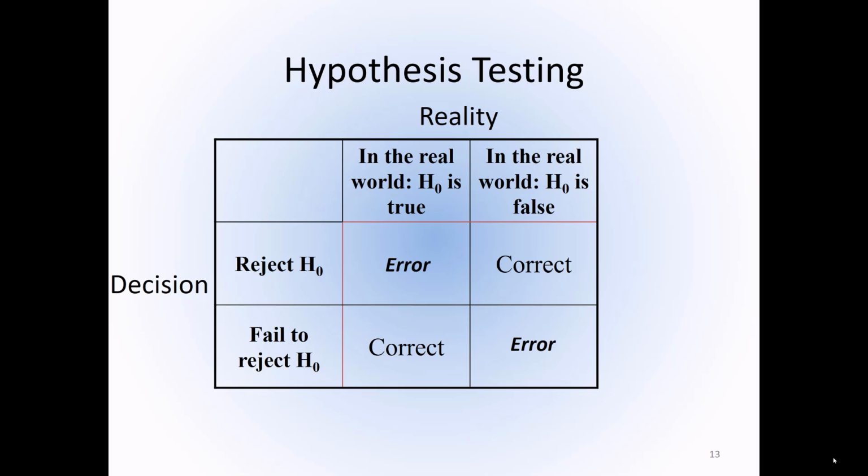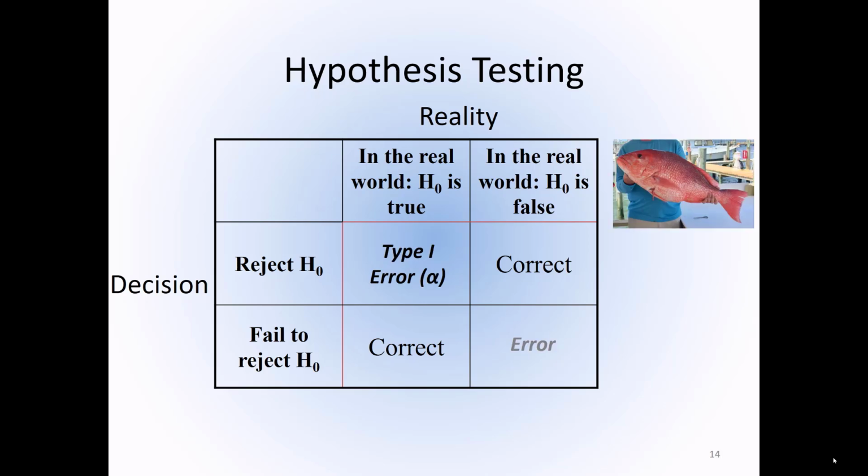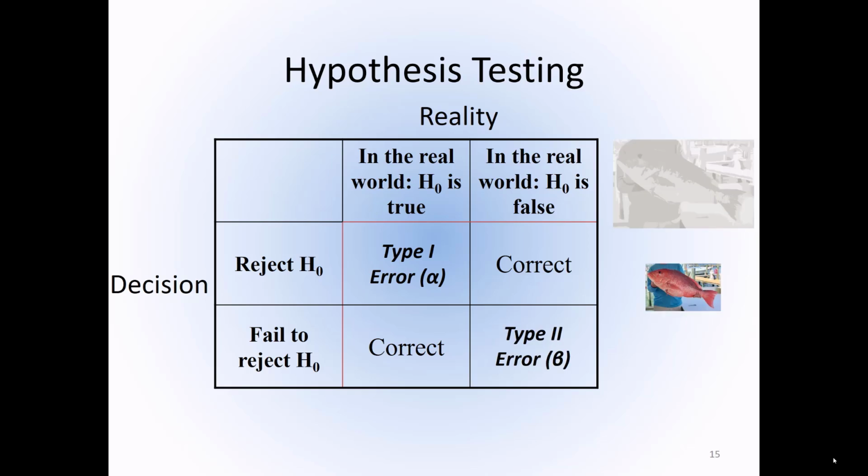Well, this first error is called a type 1 error, in which in the real world something is actually true, but our data is suggesting that it's not. And in the other situation, this is a type 2 error. And these are denoted based on these Greek letters of alpha and beta.